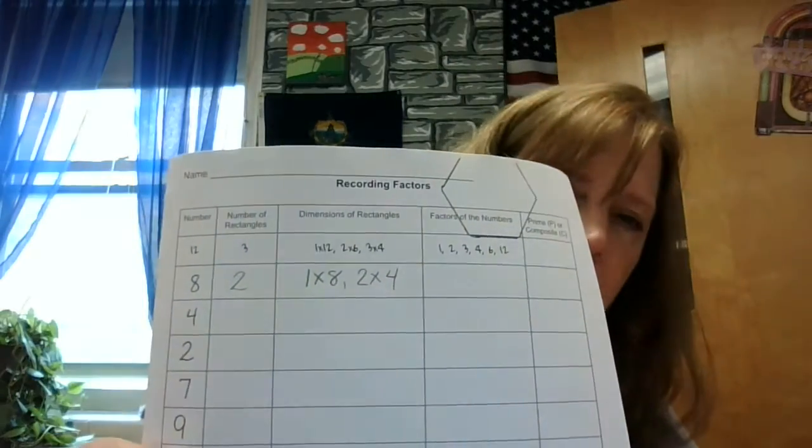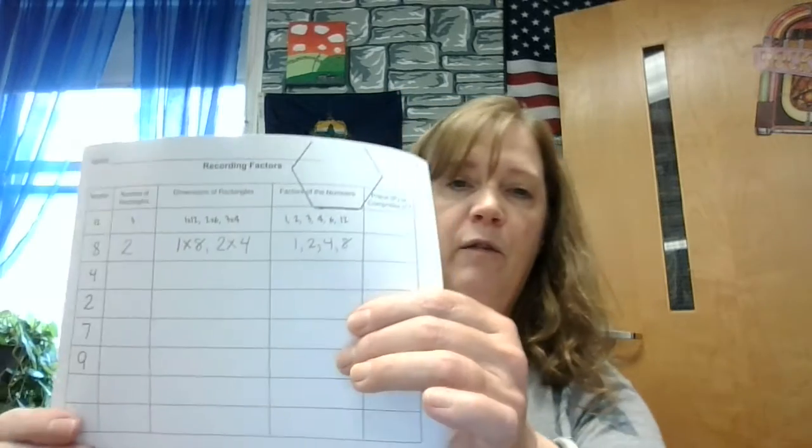When I get to a rectangle that's the same as the rectangle I've done, it's just the commutative property in action. So on my paper, I can see for 8, I've made 2 rectangles. I made a 1 by 8 and a 2 by 4. So I've recorded that much. And I can list the factors. There's 1, 2, 4, and 8. Remember, I got the factors right from the dimensions of the rectangles.